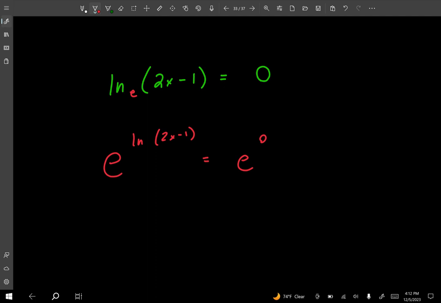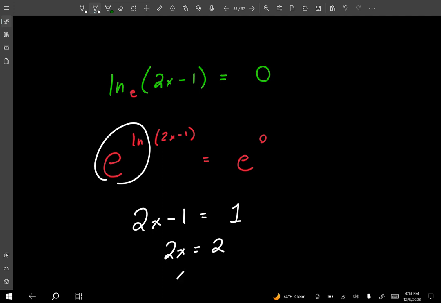Now, just like before, these cancel out. Oh, let me just swap my colors again. This cancels out. I'm left with 2x minus 1. And like the last one, e to the 0, just like any number to the 0. Anything to the power of 0. 1 to the power of 0, e to the power of 0. Chicken to the power of 0 is 1. It does not matter. That is a 1. So now I add 1 to both sides, and I get 2. Divide both sides by 2, and I get 1. So this works just as well when you have a natural log.